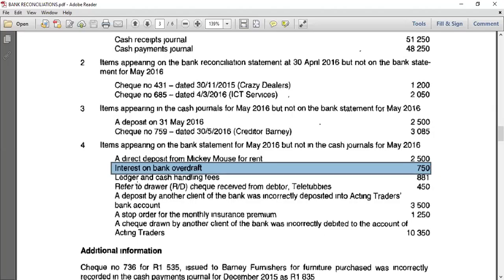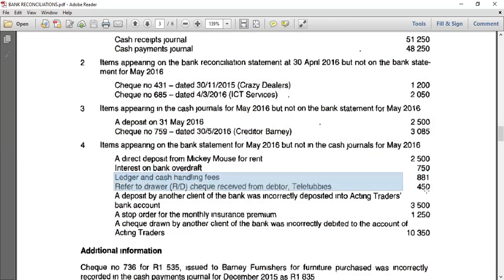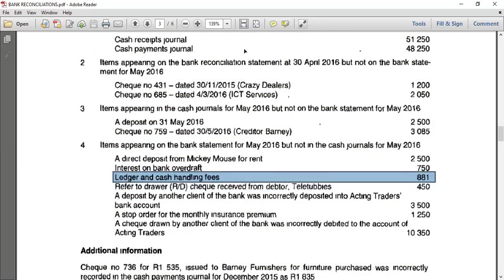Then we've got ledger and cash handling fees. Ledger and cash handling fees. That's a payment again. So that will go in the cash payments journal.